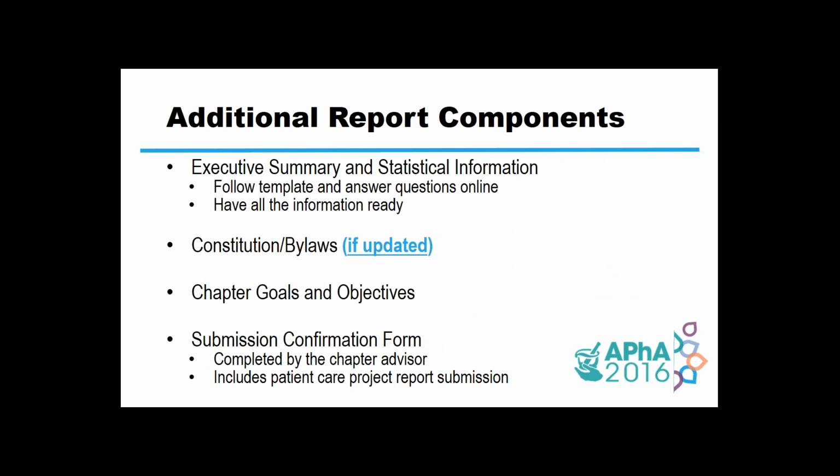Again, constitutions and bylaws if they were updated. Chapter goals and objectives, as well as the submission confirmation form. This should be completed by the chapter advisor, and this is very important because this is where we go as our final check to make sure we have all of the documents that you say you submitted, and we can grade your report appropriately.